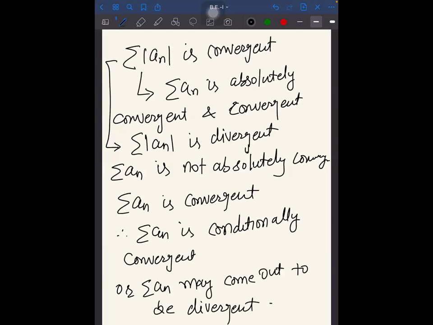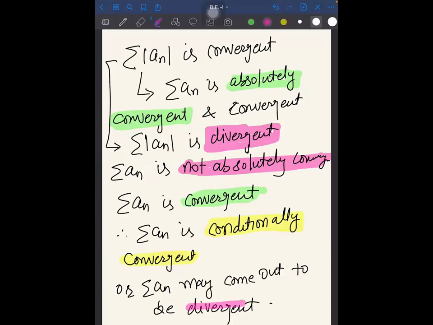So if you are able to prove that it is absolutely convergent, then you are the luckiest person on the earth. You know that if it is absolutely convergent, then everything is convergent, then fine. But if you are able to prove that mod is divergent, then you cannot say anything. You will simply say that it is not absolutely convergent. Further, if this comes out to be convergent, then you will say that it is conditionally convergent. Or it may come out to be that it is even not conditionally convergent, it is divergent.